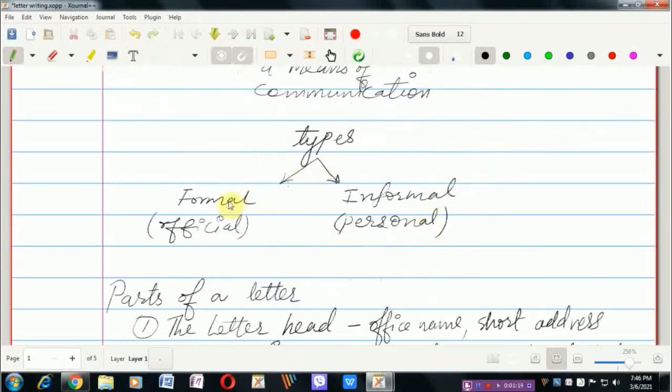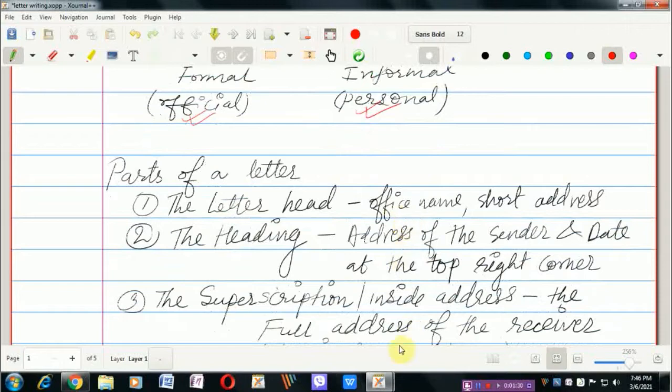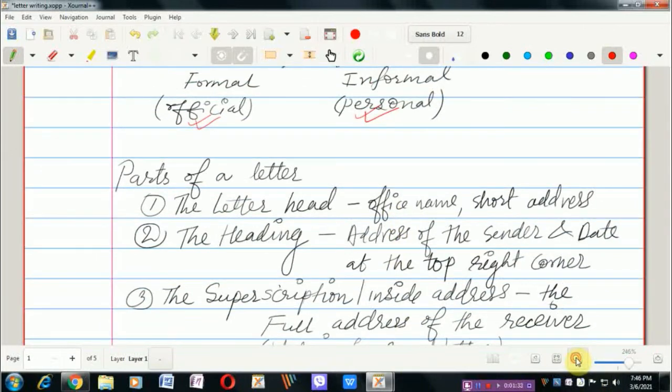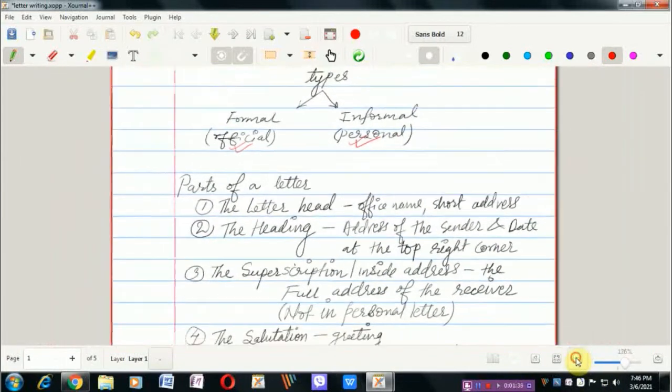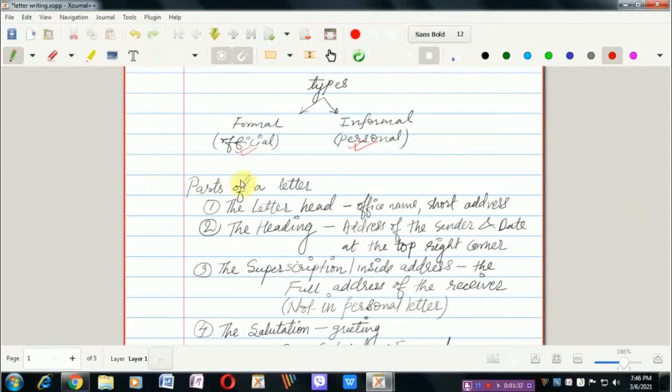Generally there are two types of letters. One is formal and another one is informal. A formal letter is also called an official letter, and an informal letter is called a personal letter. Let's see the parts of a letter.